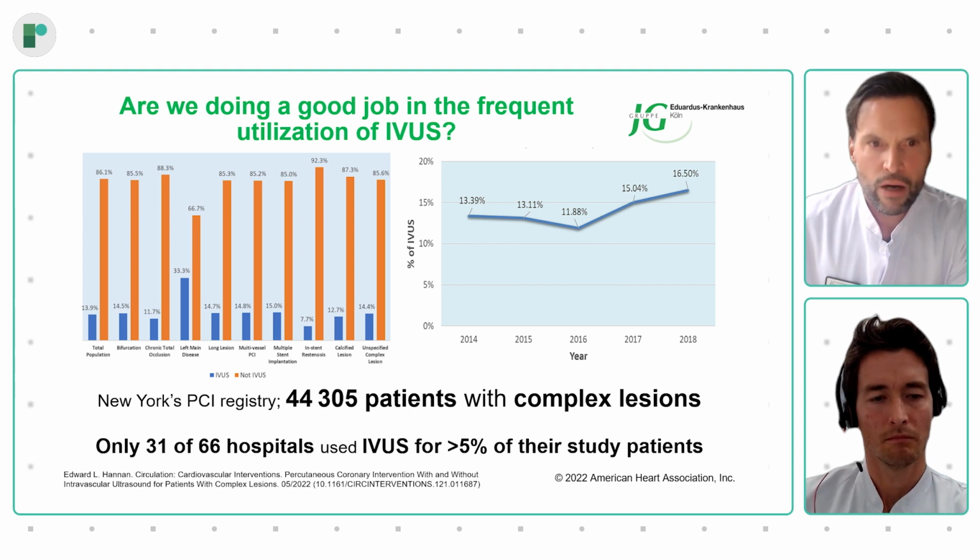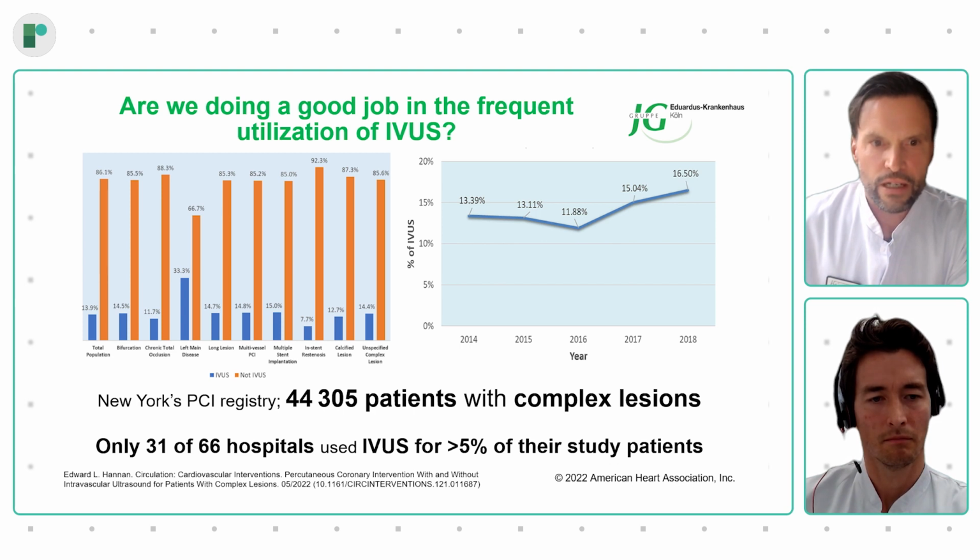If you compare how many patients are treated and how often intravascular imaging is used in daily practice, you see that in one of the most accepted indications, if you treat left main disease, only in 30% of patients is intravascular imaging used to treat those patients with PCI.